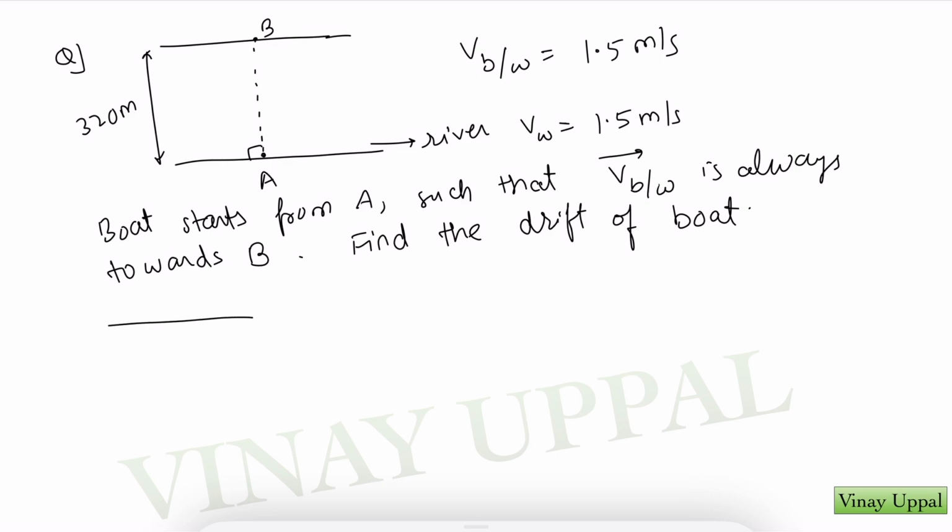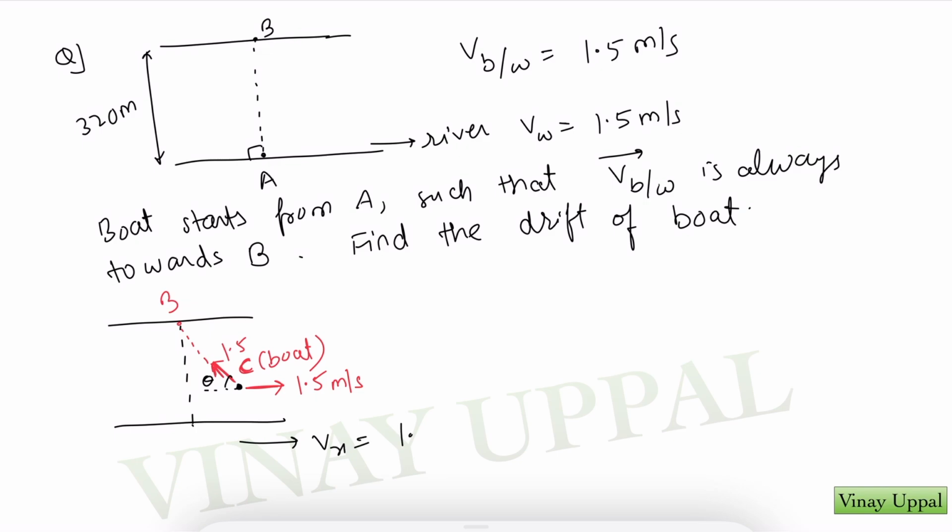Alright, so in this question, let's say that at some instant the boat is here, let's say at point C. So C represents my boat, and the boat has a velocity of 1.5 due to the contribution of the river velocity and the relative velocity of 1.5 pointing towards B. So now you should be able to see why the boat will actually never be able to reach point B, because if you notice, if I write this angle as theta, the x component of the boat will be 1.5 minus 1.5 cos theta, which will always be greater than or equal to 0 because cos theta is less than or equal to 1.